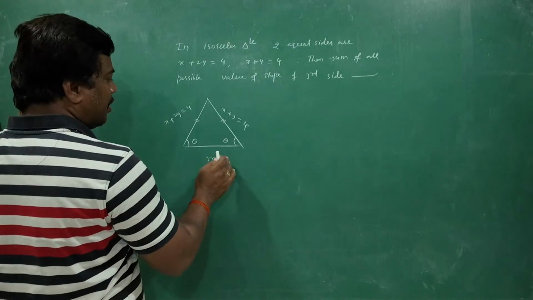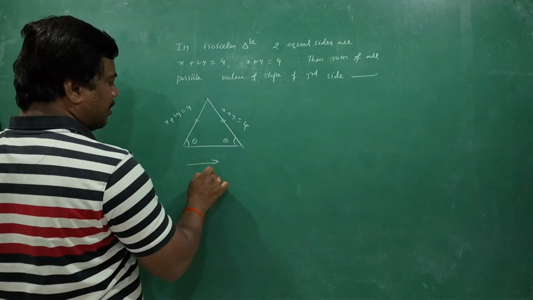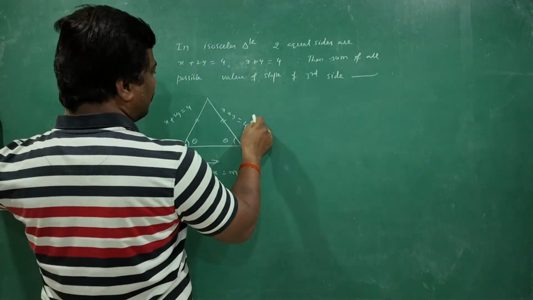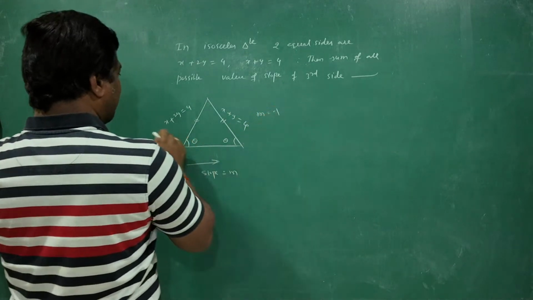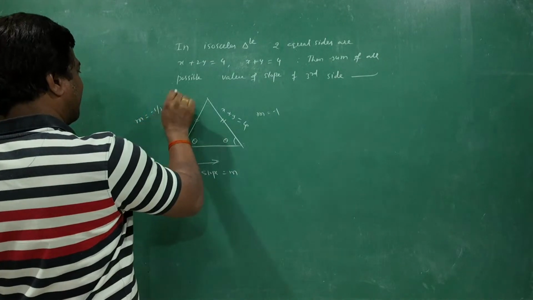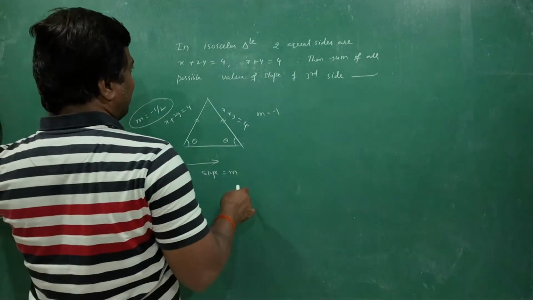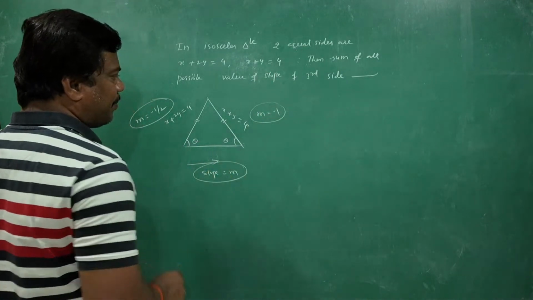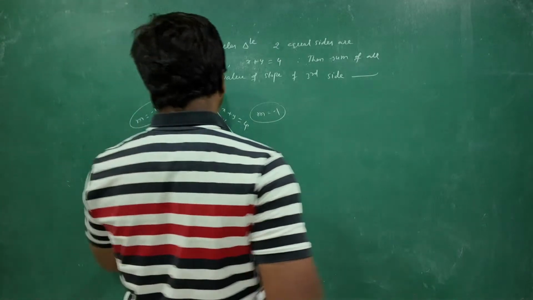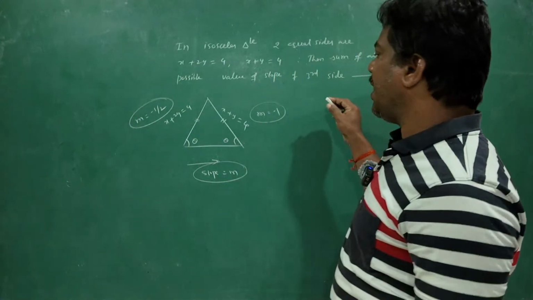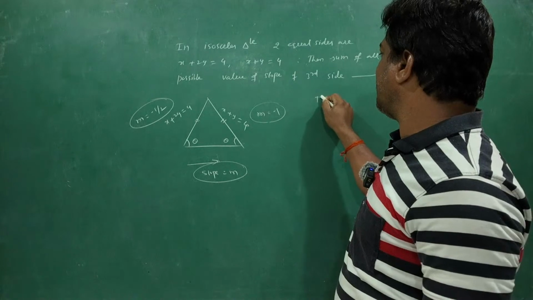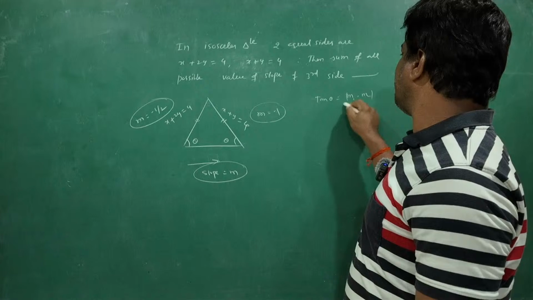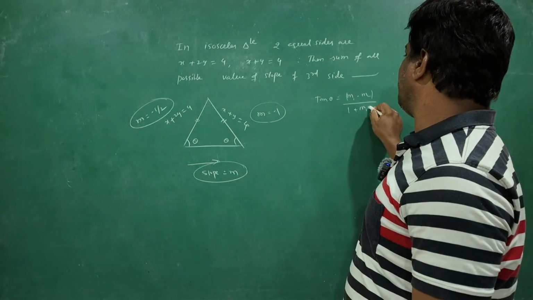Assume the slope of this line is m. Here the slope is minus 1, and here the slope is minus half. The slope of one line is minus 1 by 2, and here it is minus 1. This is the unknown m. The angle between these two lines is the same as the angle between these two lines. Apply the angle between two lines formula: tan theta equal to modulus of m1 minus m2 by 1 plus m1 m2.